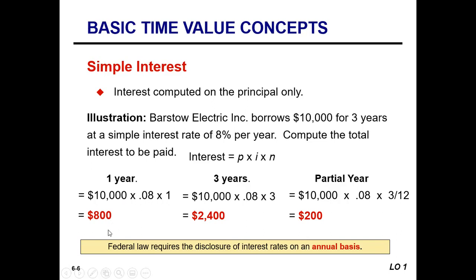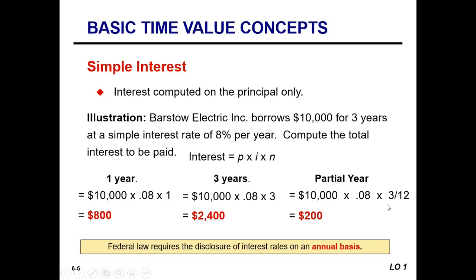So $800 in interest after 1 year, 8% of 10,000. Okay, so then after 1 year, Barstow Electric would owe $10,800, right? Not only the 10,000 principal that they borrowed, but also this interest that it's incurred. So 10,800 is what they'd owe after 1 year. Okay. So for 3 years, we're taking 10,000 times 0.08 times 3, right? So 2,400.